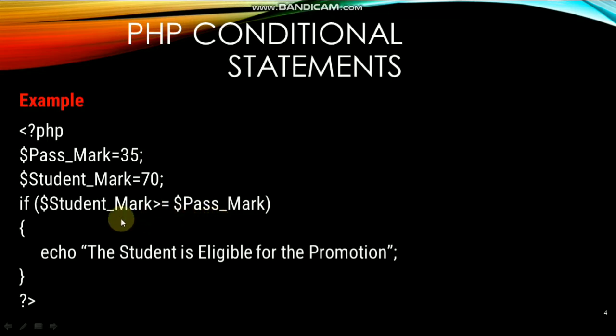Yes, obviously 70 is greater than my pass mark, which is 35. So this condition is true, and if the condition is true, this statement will be executed. My output will be: the student is eligible for the promotion. If the condition is false, none of the statements will be executed. For example, if my student mark is 20 instead of 70, then 20 greater than or equal to 35 is false, so the if condition fails and no statement will be executed. So this is the if statement.